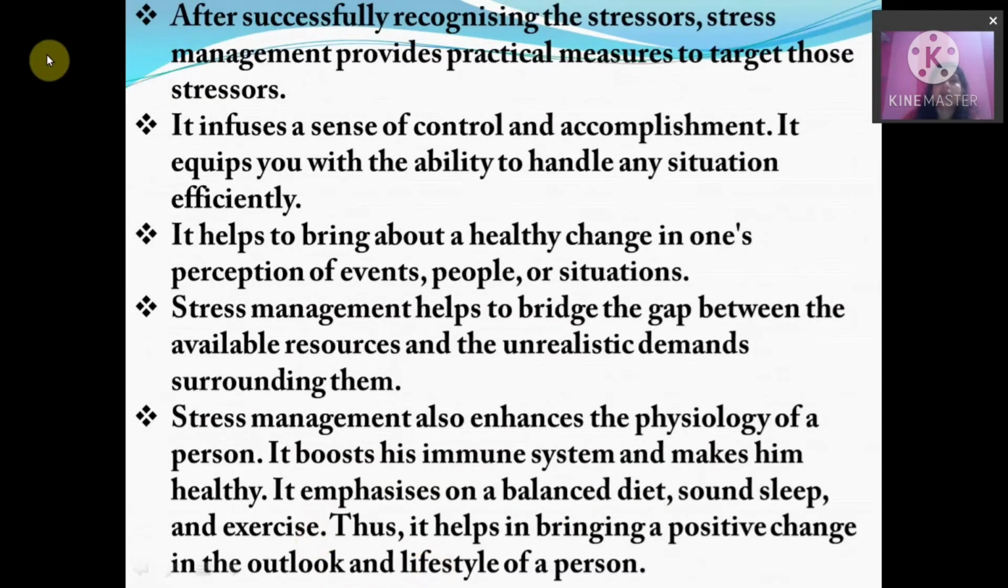So after successfully recognizing the stressors, stress management provides practical measures to target those stressors. It infuses a sense of control and accomplishment. It equips with the ability to handle any situation efficiently. It helps to bring about a healthy change in one's perception of events, people, or situations. Stress management helps to bridge the gap between the available resources and the unrealistic demands surrounding them. Okay.